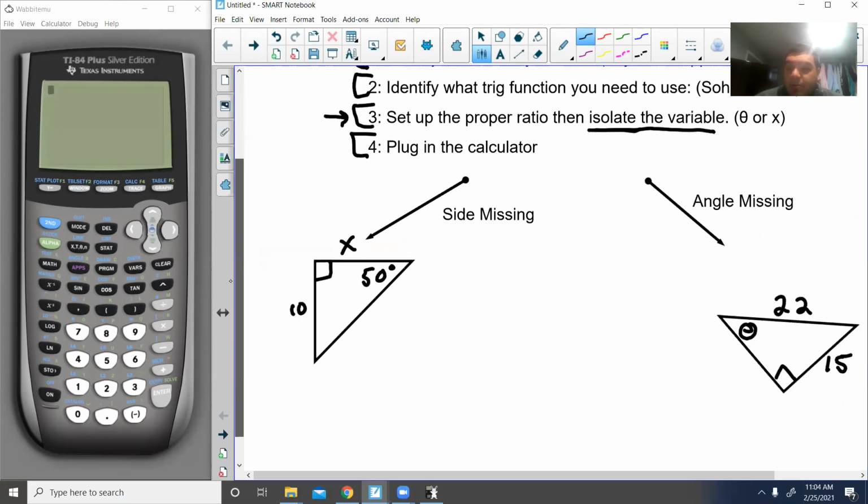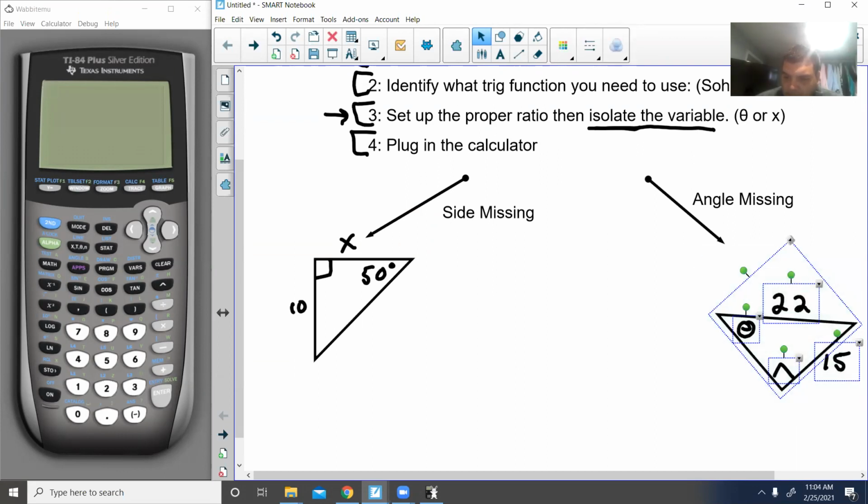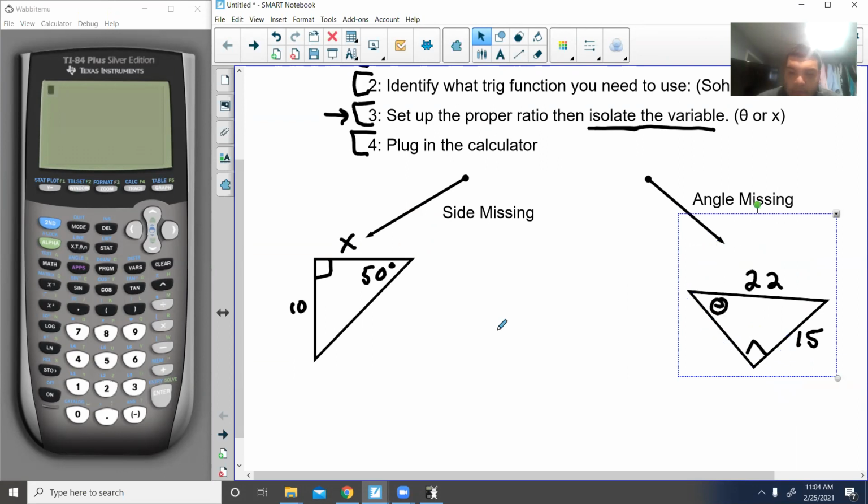Now down here, we have 2 types of problems. The side is missing and the angle is missing. And we're going to do both types of problems. We'll do the side is missing first. Yeah, we'll do the whole problem. You'll see what I mean by isolate.